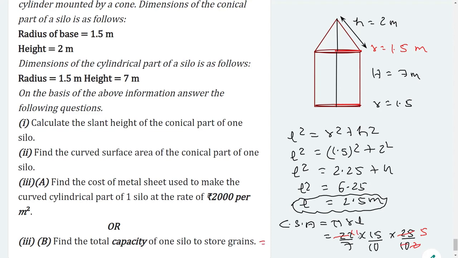So what we'll get here, 15 into 5, that is 75, and 75 multiplied by 11 should give you 825, and that divided by 70. Okay, it can be reduced further. Let's divide it. If I divide directly, I'll get 11.78. So this is equal to 11.78. So this is the answer for the second part.